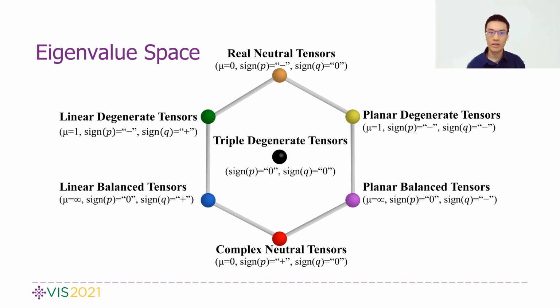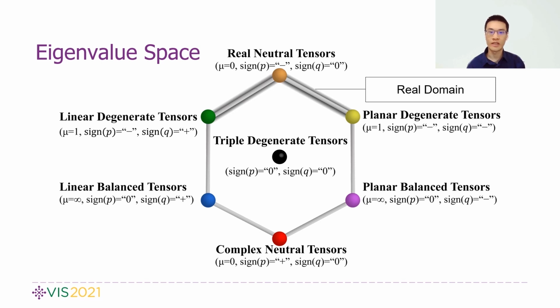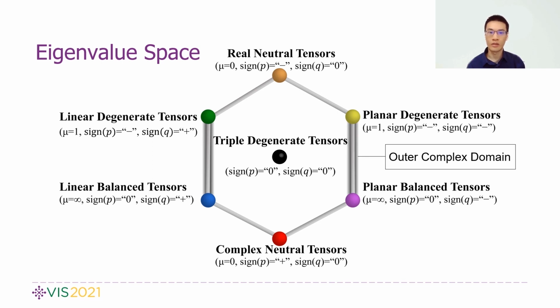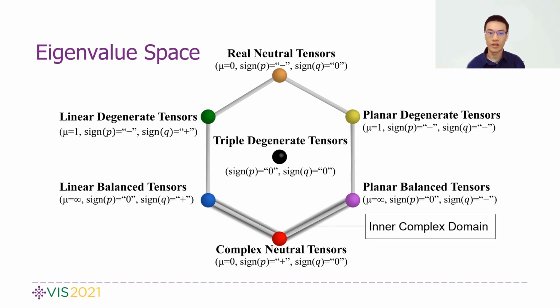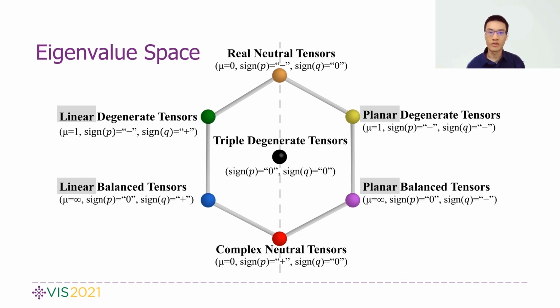eigenvalue space. We first consider the set of all traceless tensors, which we map to the boundary of a hexagon made of the spatial tensors. Note the center of the hexagon corresponds to the triple degenerate tensor. In this model, the three pairs of the boundary from the top to the bottom represent the tensors in the real domain, outer compressed domain, and inner compressed domain. Moreover, the linear and planar tensors are separated into the left and right of the hexagon.